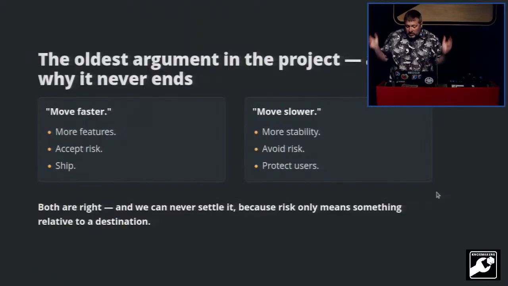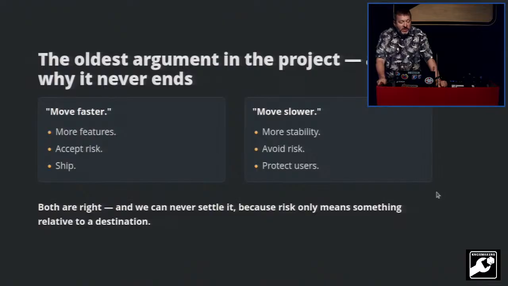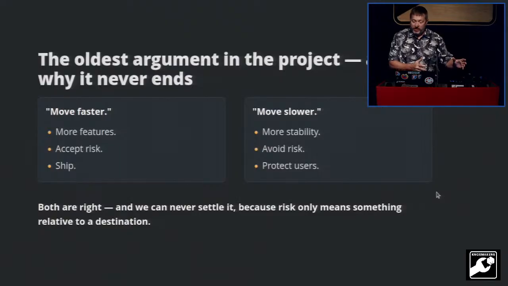So, old argument in the project, it always seems to be move faster versus move slower and be more stable. And there's really not an answer to this. It comes up every couple of years. People think we should be merging PRs faster and getting those issues in front of users. People think we should be moving slower and increasing code quality and stability. They're both right, for totally different reasons. And we're never going to really solve that.